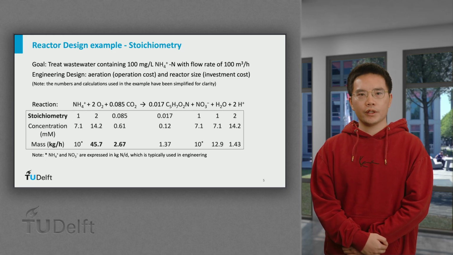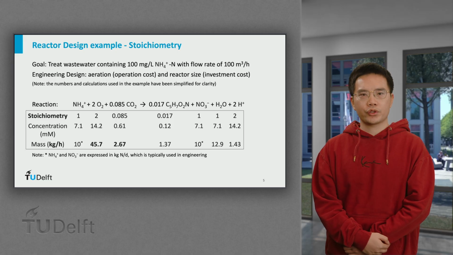From the nitrifier metabolic equation, we know how much substrate is required for a given amount of ammonia. With 100 mg per liter ammonium nitrogen and a flow rate of 100 cubic meter per hour, we can calculate the amount of necessary substrate and resulting products. For instance, the required oxygen is about 45.7 kg per hour, and the CO2 needed is around 2.67 kg per hour.